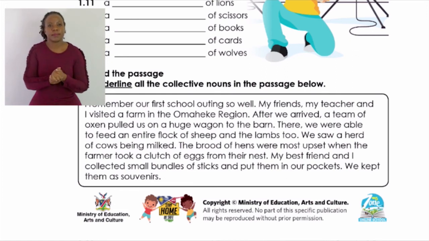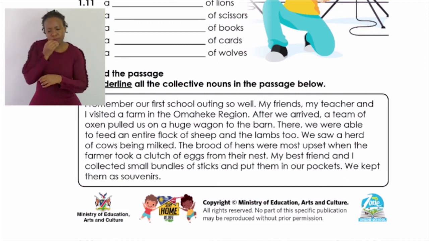I remember our first school outing so well. My friends, my teacher, and I visited a farm in the Omaheke region. After we arrived, a team of oxen pulled us on a huge wagon to the barn. There we were able to feed an entire flock of sheep and the lambs too.